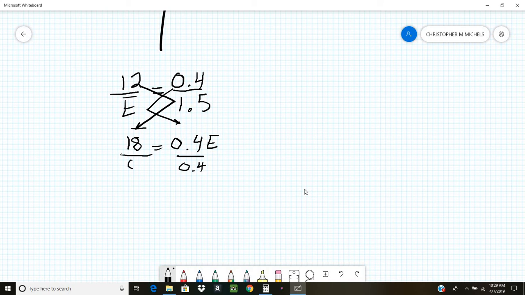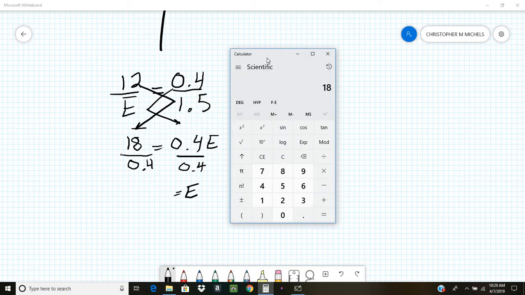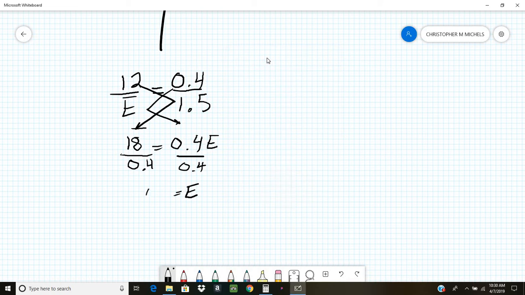So it's just, again, keep it in context with the problems you're doing. So we get e equals, I think that's 45. I'll use my calculator to make sure I'm right on that. So we did 18 divided by 0.4. Yeah, 45. Shouldn't have doubted myself. So we get our answer of 45. And again, if you want to plug this in and check it, you can. You don't have to.